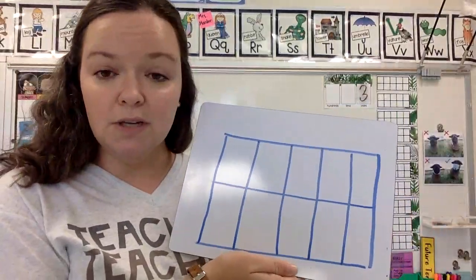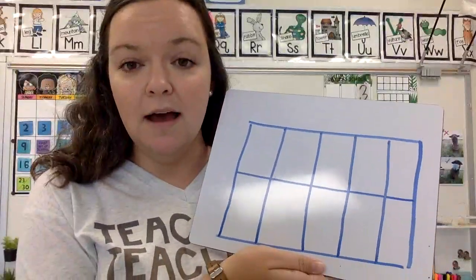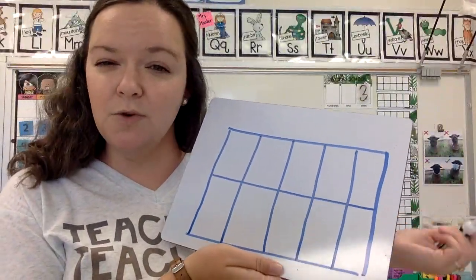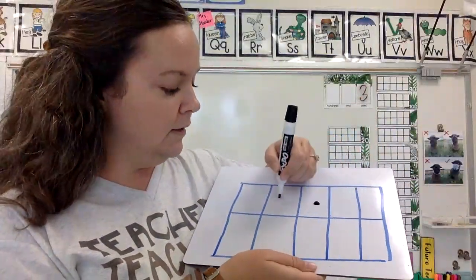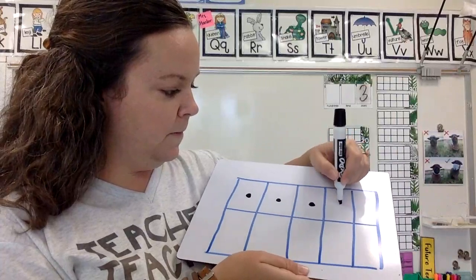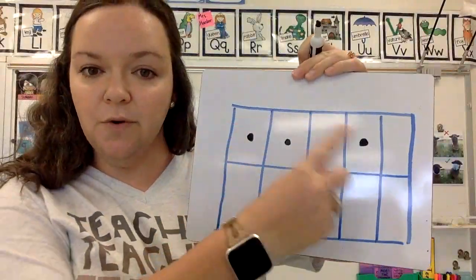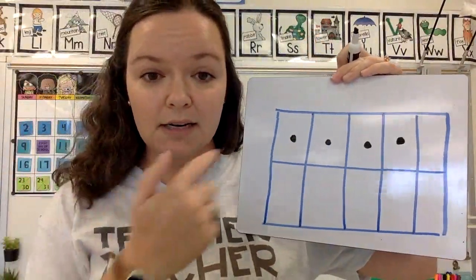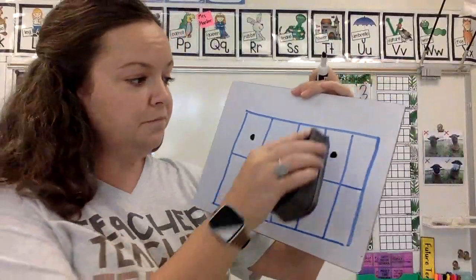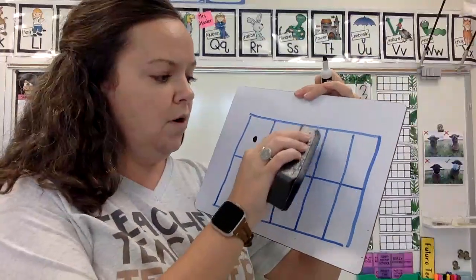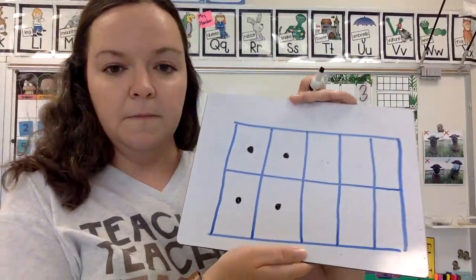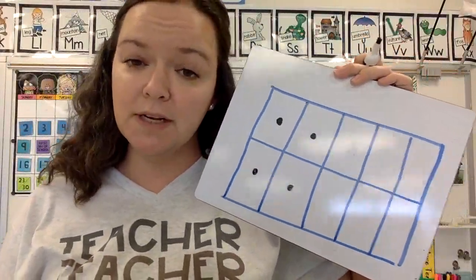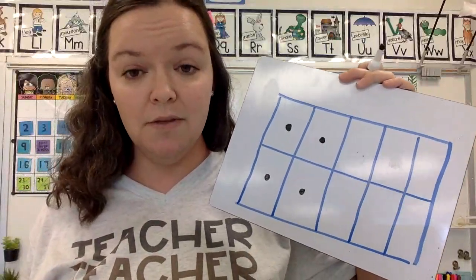So what I'm going to do is put some dots in here, but I'm going to switch the spots around so that you can see different ways that you might see a number. So for example, you might see the number 4 looking like this, just 4 across like that. And so I recognize that that is 4. Or you might see 4 look like this. And that's still the number 4. Just because they move position doesn't change the amount of dots.